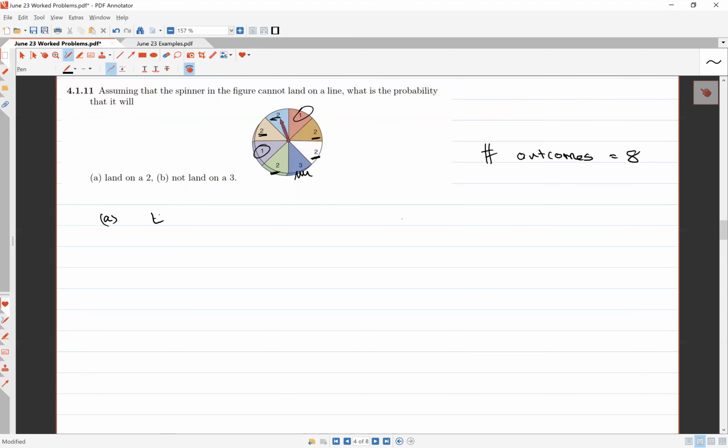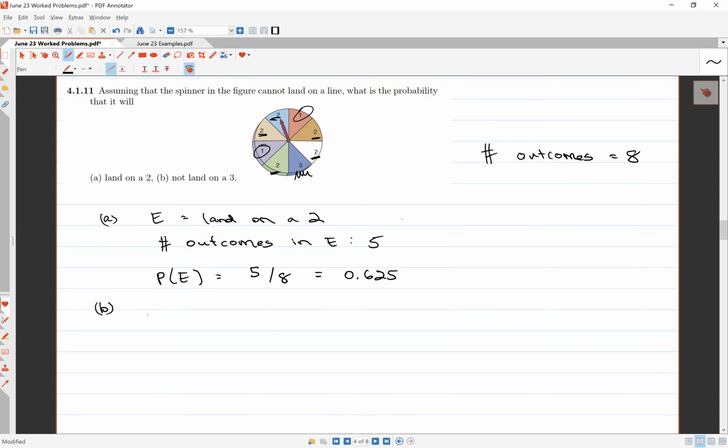In part A, the event we're interested in is that it lands on a 2. How many of the outcomes or how many of the segments of the wheel actually correspond to a 2? If you go and count them, there are 5 of them. So the probability of E is going to be 5 over 8, or as a decimal, 0.625.